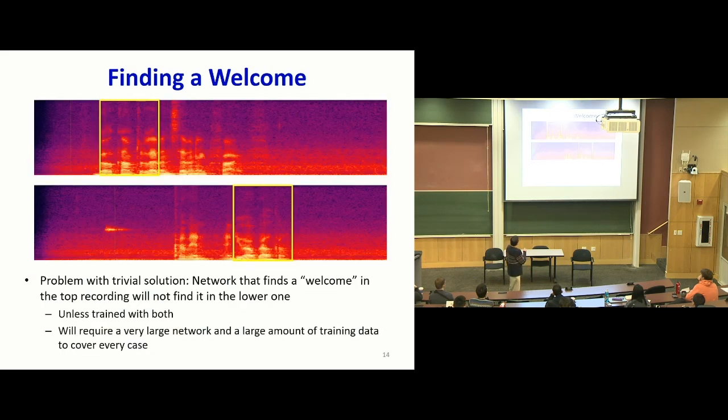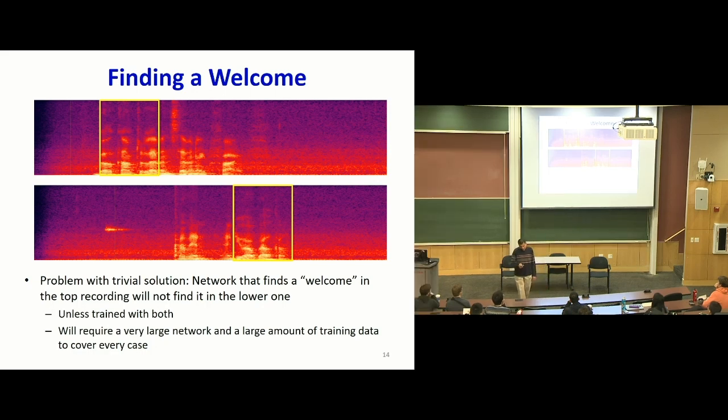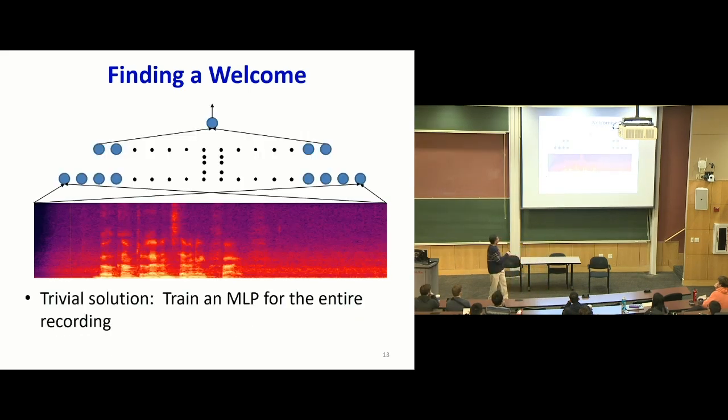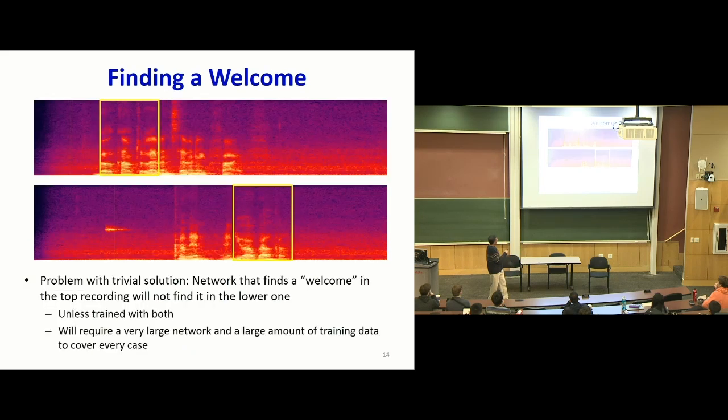So I have 2 cases. In one case, the word welcome occurred here. In the other case, the word welcome occurred over here. So will a network that has been trained for this one with the welcome up here also give me a 1 if the welcome has been shifted in time? Will it? Mansi? Why not? It will try to feed in the input and it will get confused because there are 2 of them.